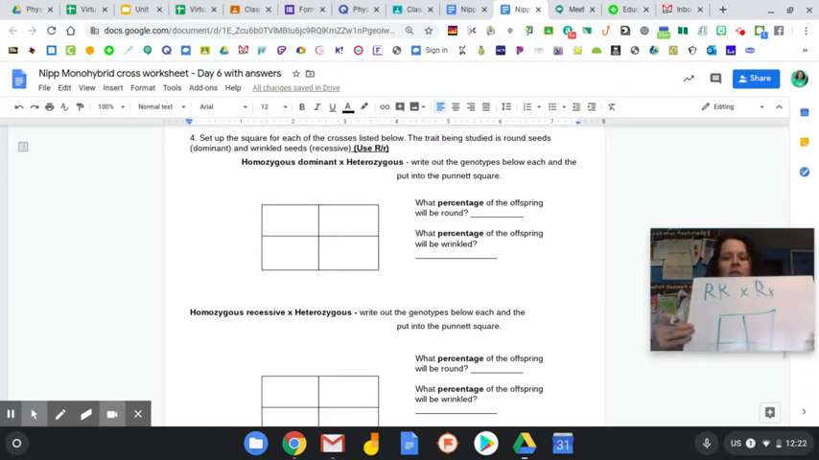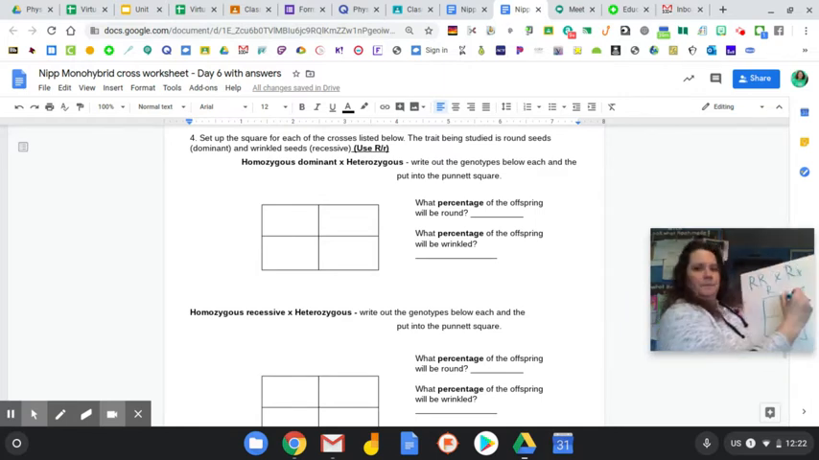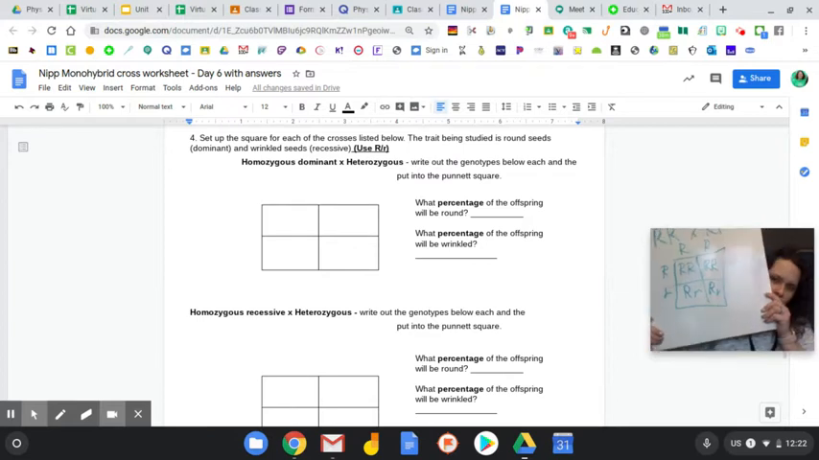now when I do this, does it matter if this one goes on top and this one goes on the side? No, that doesn't matter. You just gotta go with, so like if I put this on the top, I just write the big R right there, and this one on the side, big R, little r, and then fill that puppy in. Fill that Punnett square in, I should say. And so this is what the cross of those two things would look like.